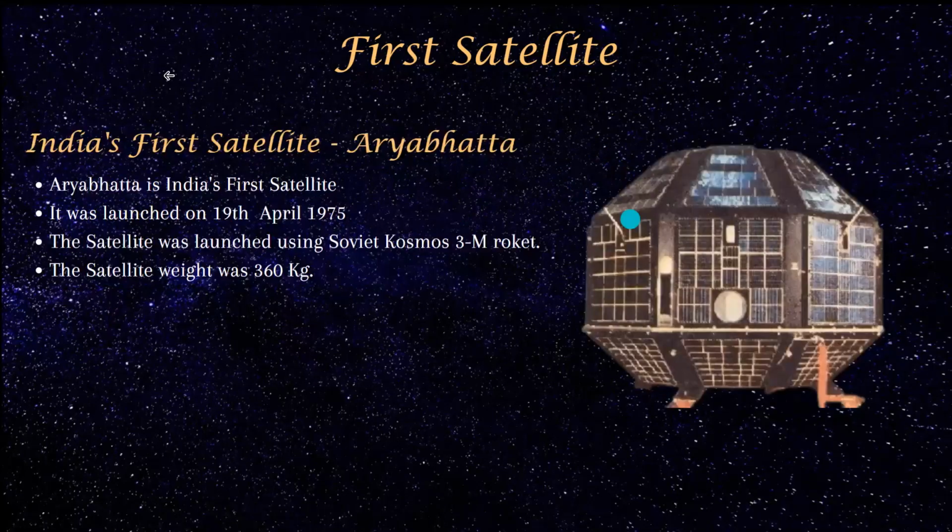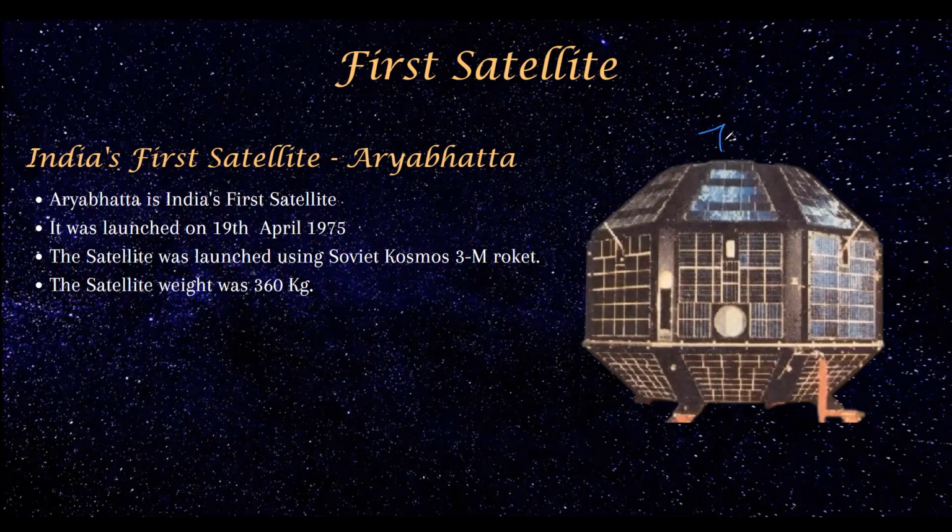Now, let us talk about India's first satellite. Aryabhatta was India's first satellite. It was named after a famous mathematician, Aryabhatta, who invented the number 0. It was launched on 19th of April 1975 in Kapustin Yar, a small town in Russia. Its design had solar panels all over, not on 1, 2, 3 sides, but on all sides.